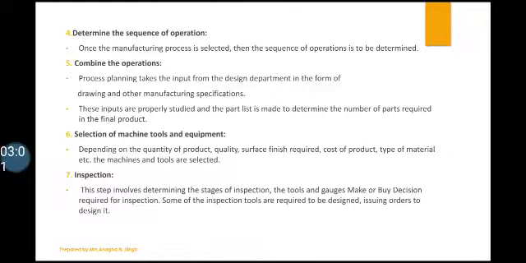Depending on the quantity of the product, quality, surface finish required, cost of product, type of material, etc., the machines and tools are selected. 7. Inspection. This step involves determining the stage of inspection, the tools and the gauges, make or buy decision required for inspection. Some of the inspection tools are required to be designed, issuing the orders to design it.